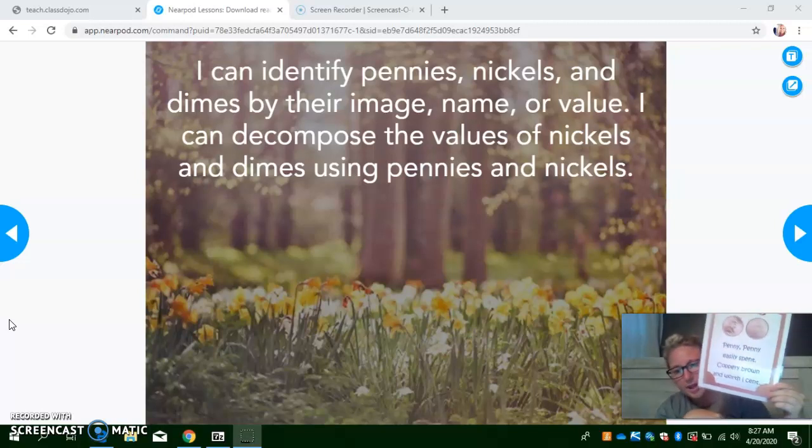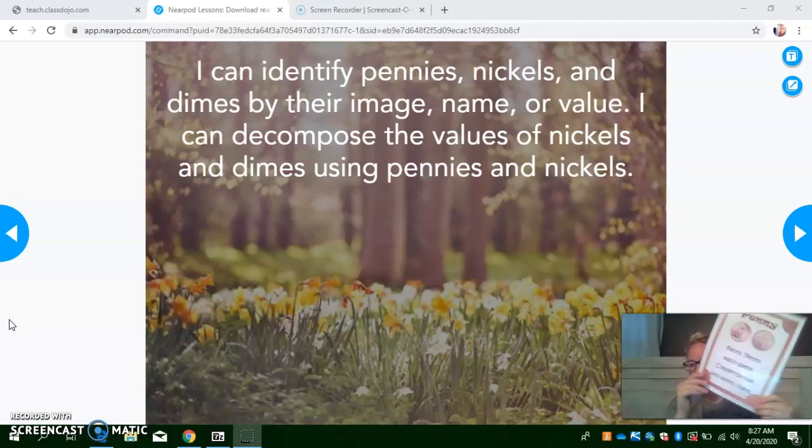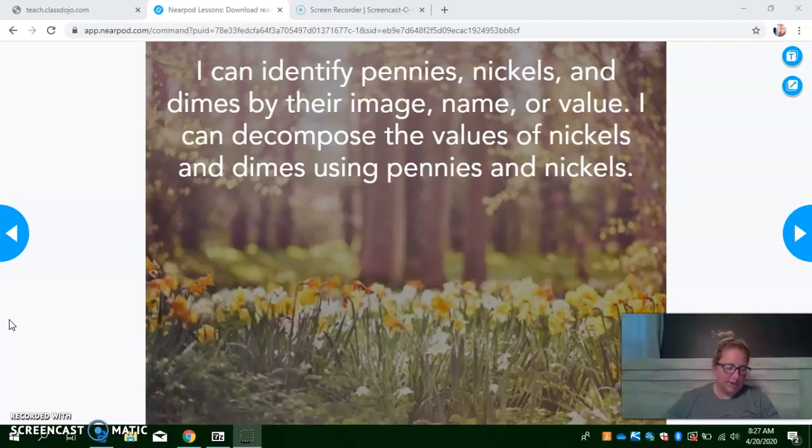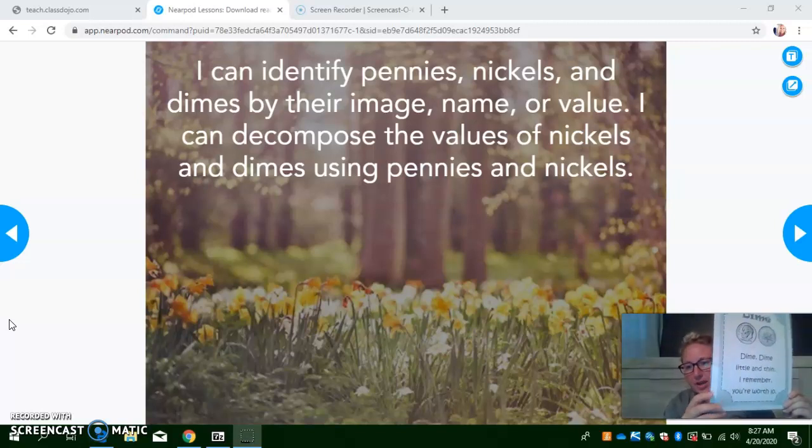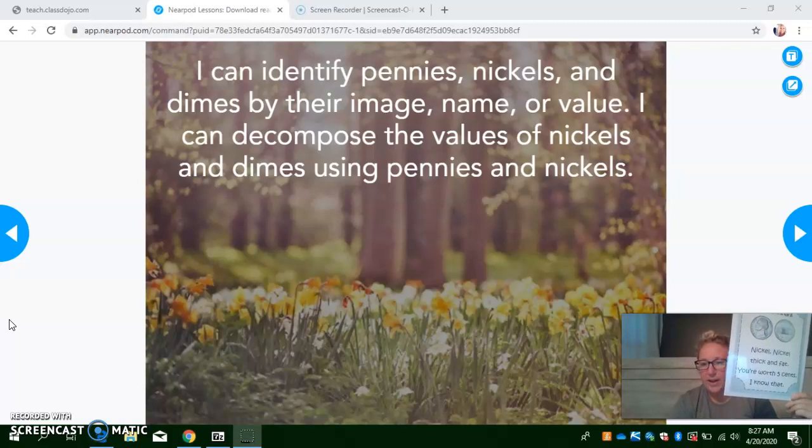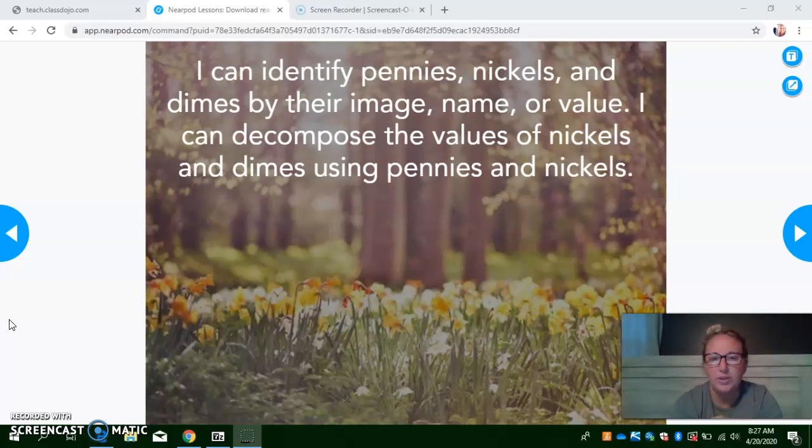So the first one is penny, penny, easily spent, coppery brown, and worth 1 cent. And the next one is the dime. Dime, dime, little and thin, I remember you're worth 10. And then the nickel. Nickel, nickel, thick and fat, you're worth 5 cents, I know that. So those 3 coins are the coins that we're going to be working with today.